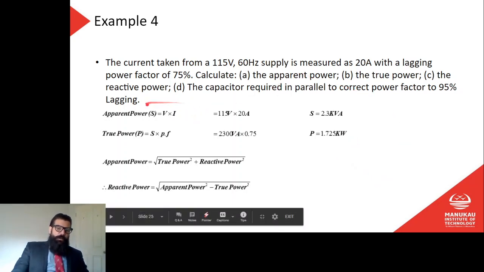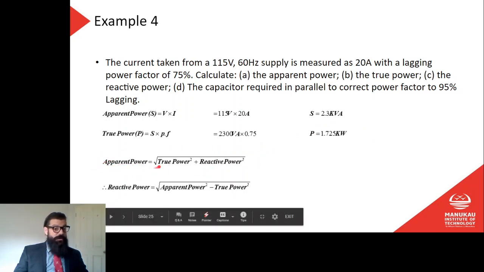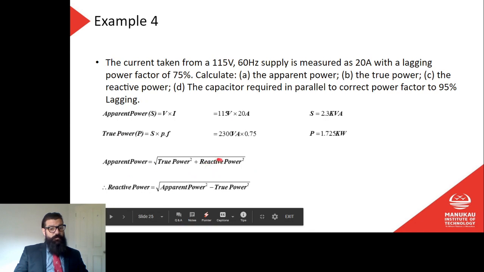How do I work out my reactive power? Well, now I've got two sides of my power triangle. I've got my S, that's the hypotenuse. I've got the P, and that is one side of my power triangle. Here's the Pythagoras calculation for my power triangle. Apparent power is equal to the square root of true power squared plus reactive power squared. I just changed that formula around to make it about reactive power. So reactive power equals the square root of apparent power squared minus true power squared.